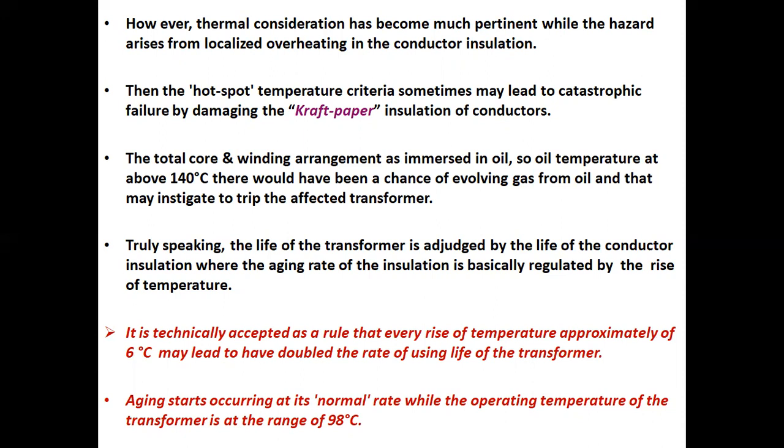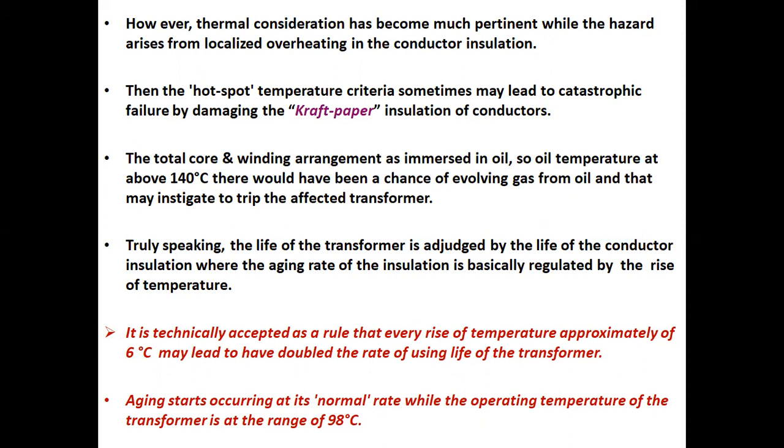The total core and winding arrangement is immersed in oil. So, at an oil temperature above 140 degrees centigrade, there would be a chance of gas evolving from the oil, and that may trip the affected transformer. Truly speaking, the life of the transformer is adjudged by the life of the conductor insulation, where the aging rate of the insulation is basically regulated by the rise of temperature.